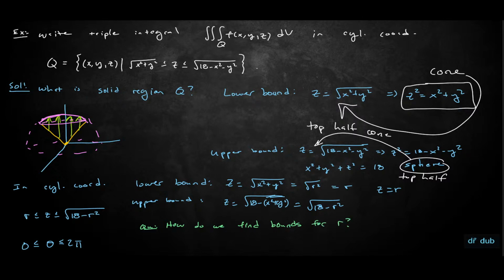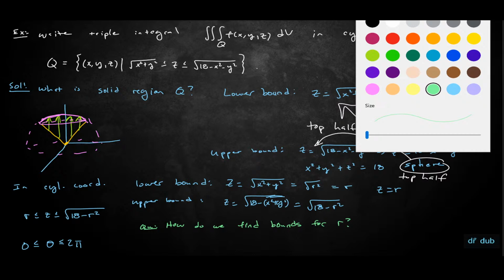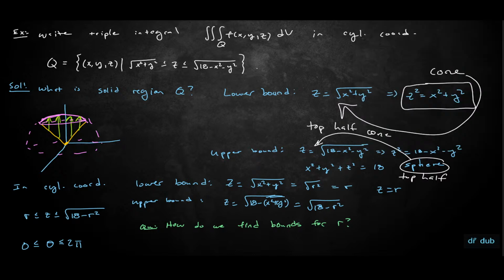Well, the lower bound is going to be the z-axis, so that's going to be 0. But what's the largest value of r? So the largest value of r occurs when these two intersect. So this distance here is the radius where they intersect. So r of intersection.